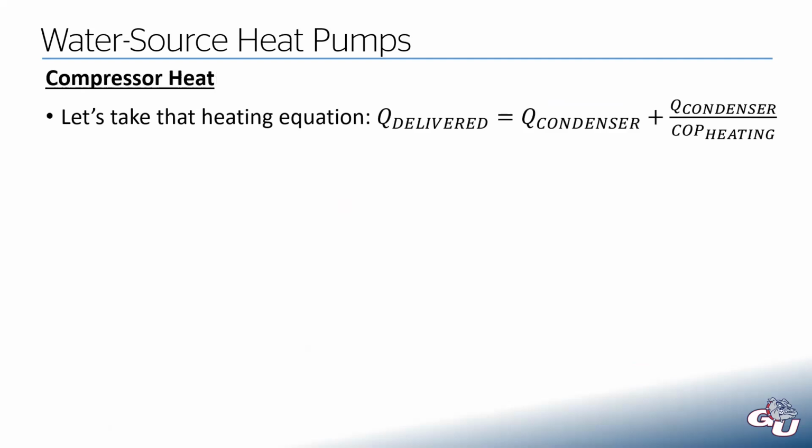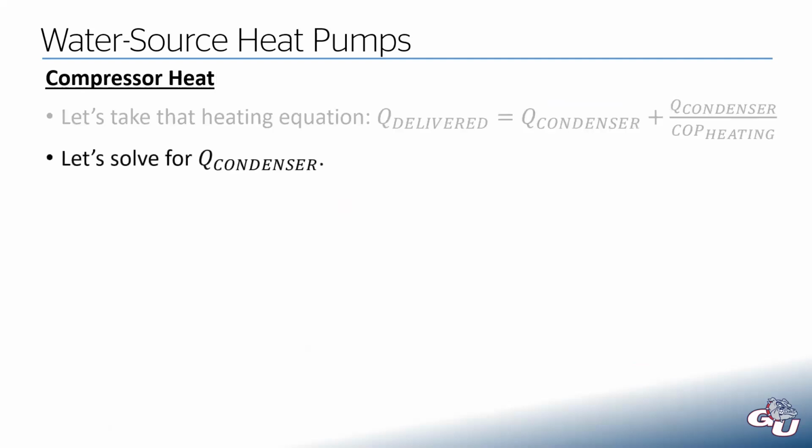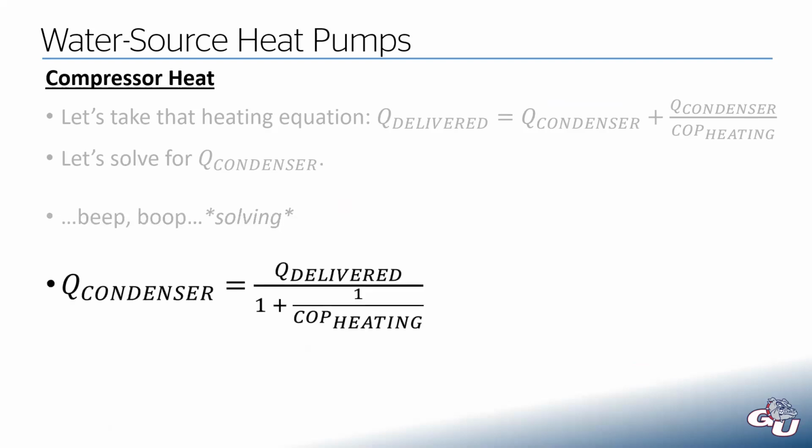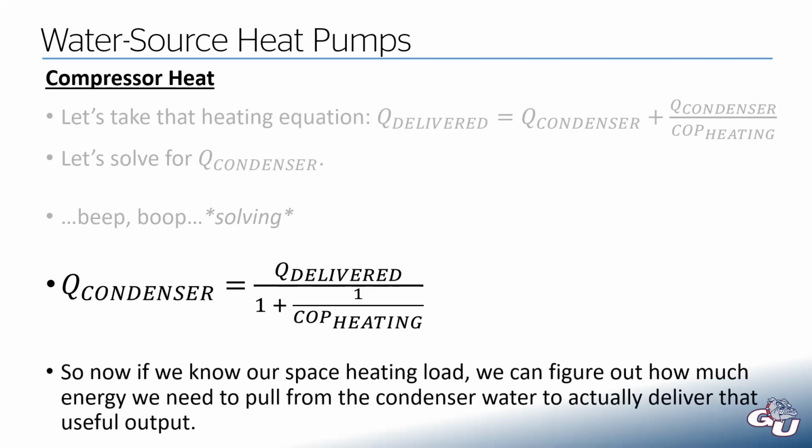But let's take that equation, and I want to solve for the Q on the condenser side. Because when we looked at this in cooling mode, that's what we looked at, because we wanted to know how much heat we were rejecting into the water. In this case, I want to know how much heat we are taking out of the water. So do some quick hand calcs to solve for Q condenser, and you end up with this. The total heat that we are taking out of the water will be the Q we need to deliver divided by 1 plus 1 over our COP in heating. So if we know what our space heating load is, if we know how much heat we need to deliver to our room to keep that space happy, now we can figure out how much energy we need to pull out of the condenser water to actually deliver that.